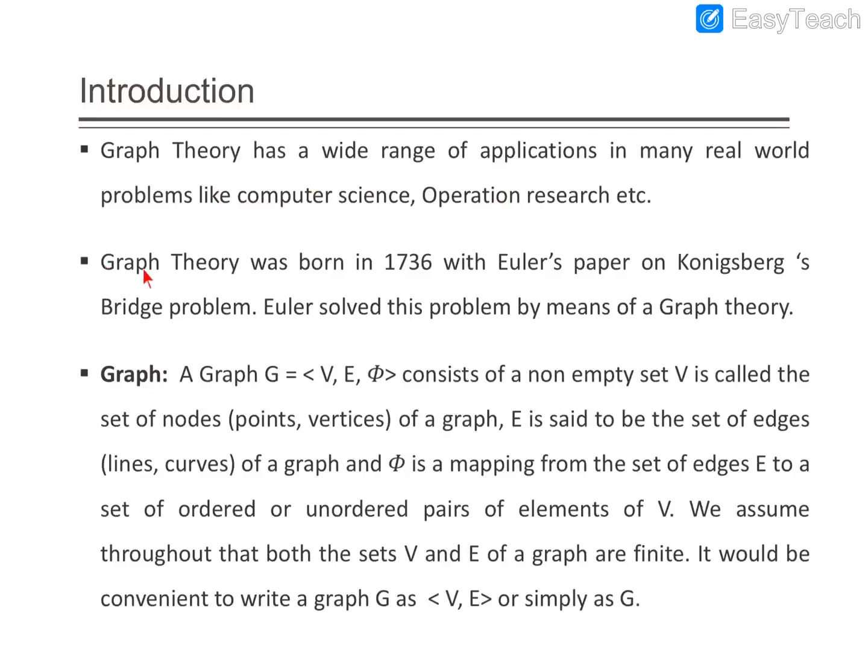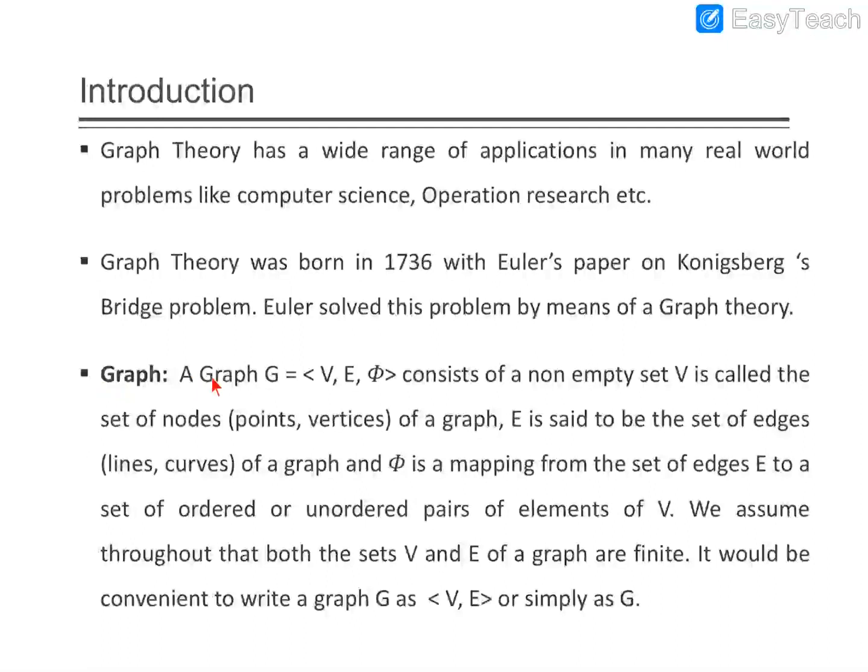Graph theory was born in 1736 with Euler's paper on Königsberg's bridge problem. Euler solved this problem by means of graph theory. Now what is a graph and how can it be defined?